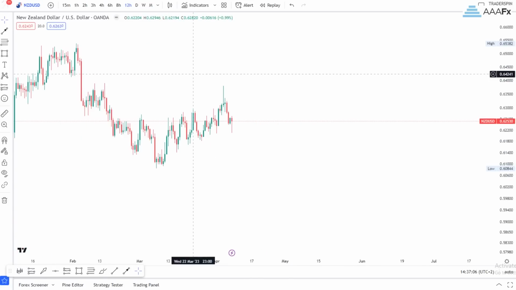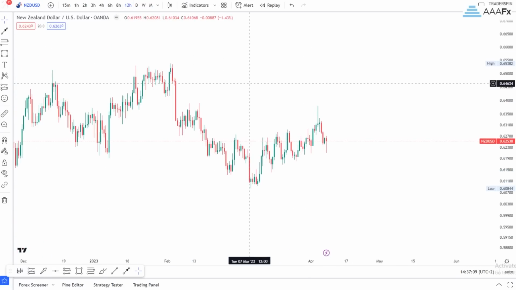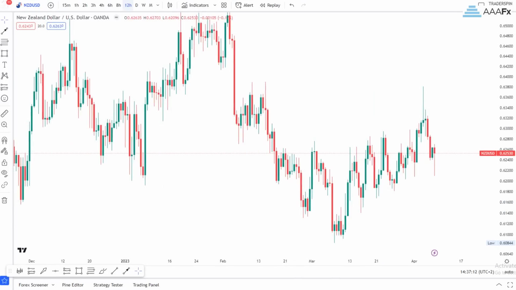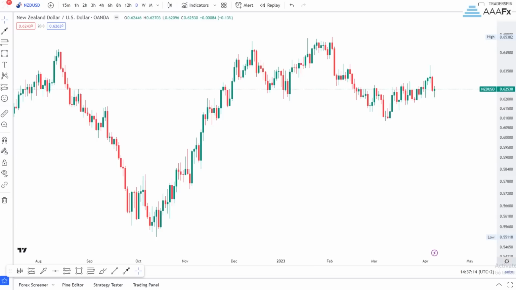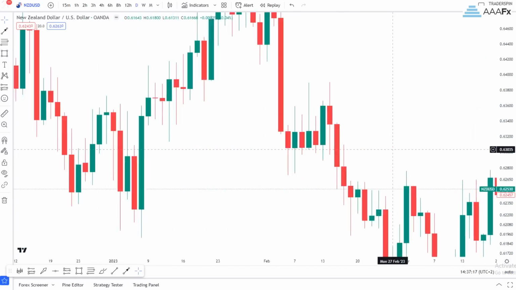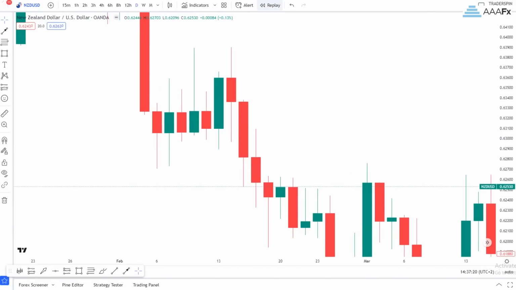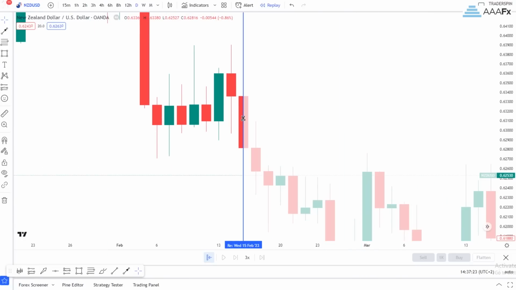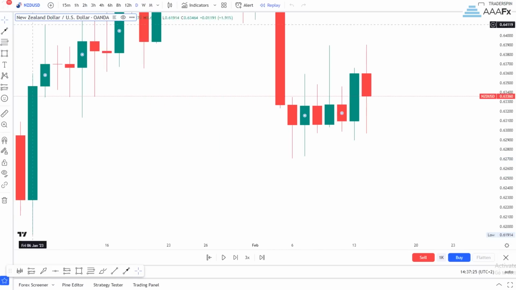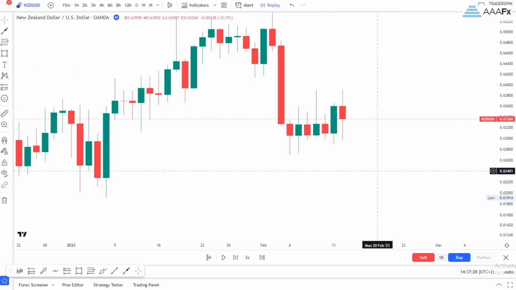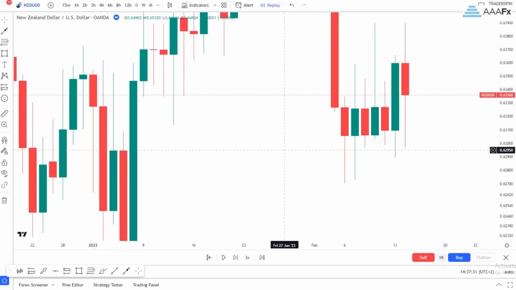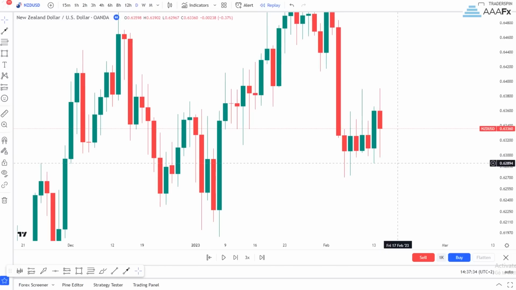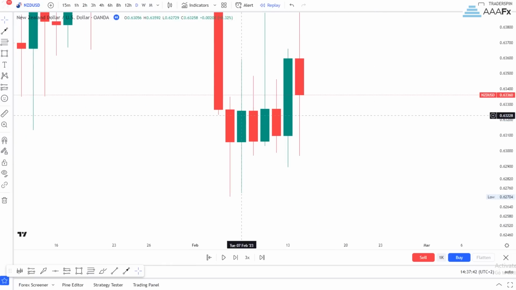So first things first, you can see here that I'm on my 12-hour time frame. You may want to go over to your daily time frame. On your daily time frame, what you are looking for is candlestick patterns that are consolidating but also have equal bodies. The closing of these daily time frame candlestick patterns must be equal.